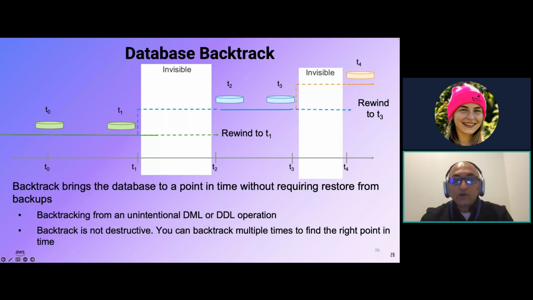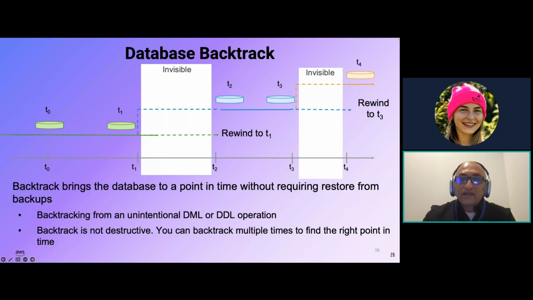Restoring a DB cluster to a point in time launches a new DB cluster and restores it from backup data or a DB cluster snapshot, which can take hours depending on the size of your database. Backtracking a DB cluster doesn't require a new DB cluster because it's rewinding the same cluster, and it rewinds the DB cluster in minutes.